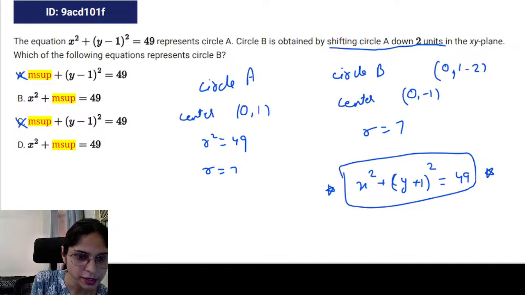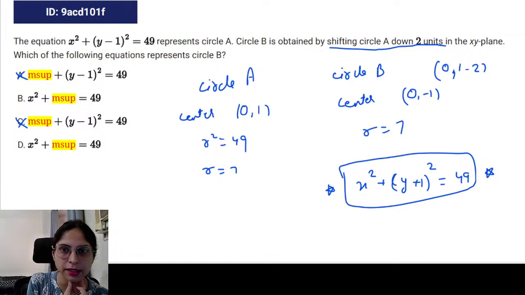Alright, so shifting up or down means you're changing the y coordinate, and shifting left or right means you're changing the x coordinate. So this was just transformation, and you just had to find the new center and then get the equation from there. Next is question number 21.